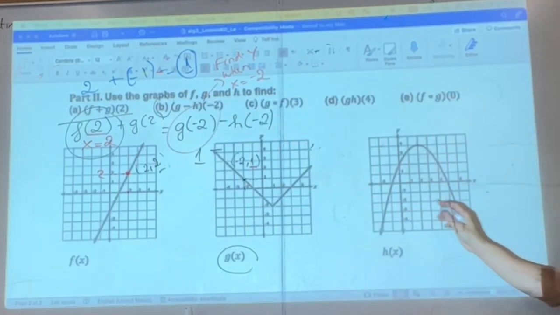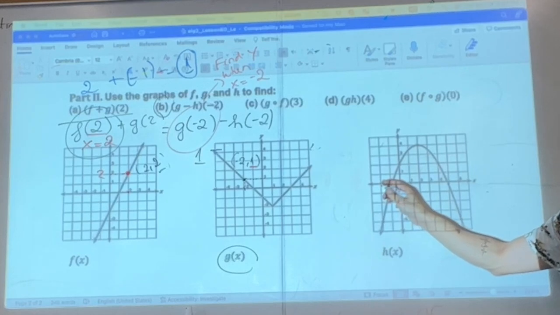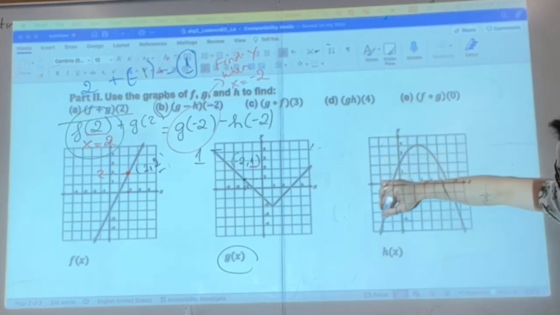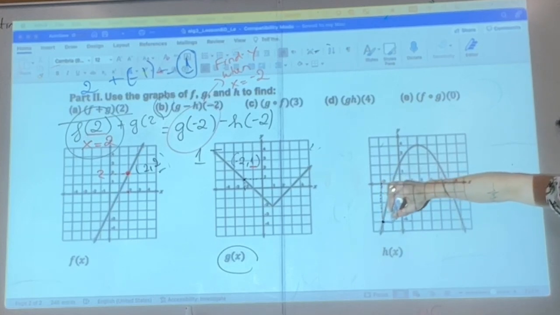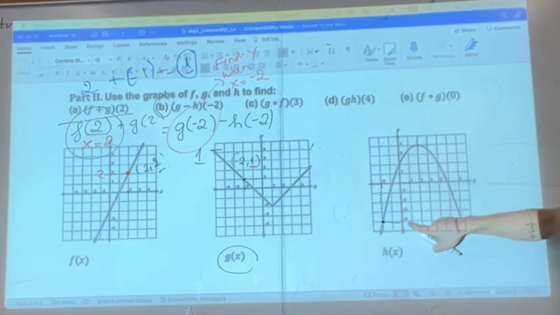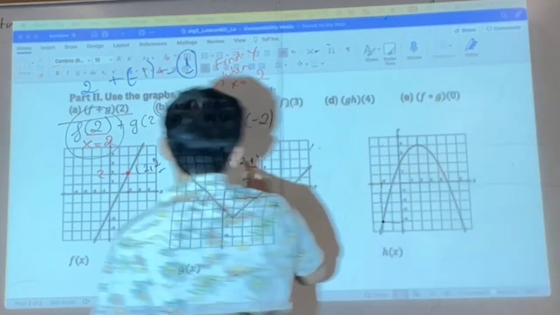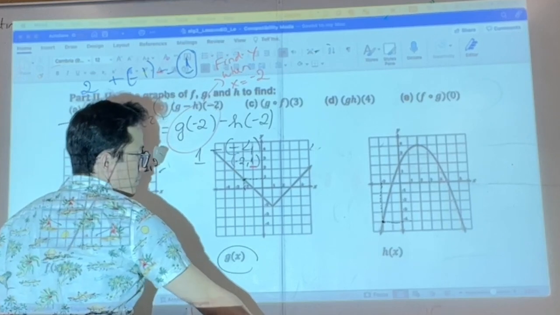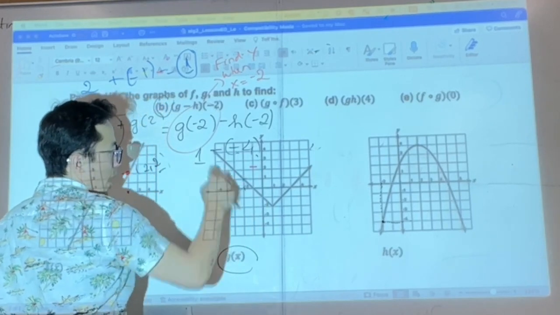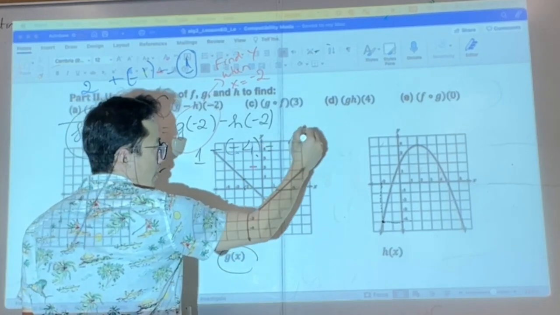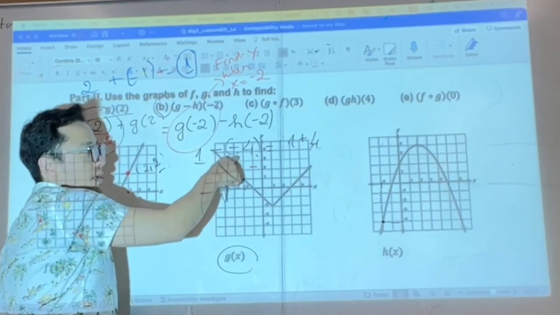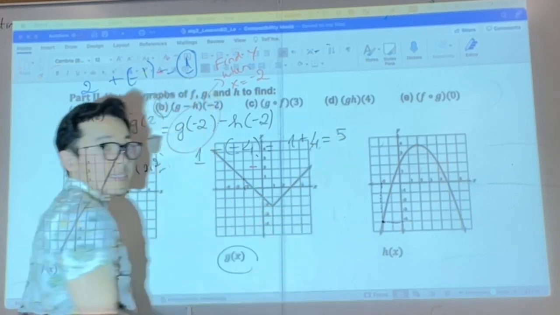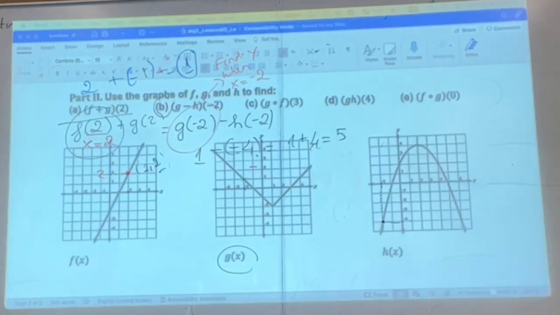-2. Where's -2? X equals -2 right here, right? So I'm gonna draw until I hit the graph. Oh, I need to go down to hit it. Okay, hit this one. Now I'm gonna find what is y. Y is -4. So 1 minus -4, that is 1 plus 4, because my negative and negative become positive. 1 plus 4 is 5. Yeah? Let's do one more.